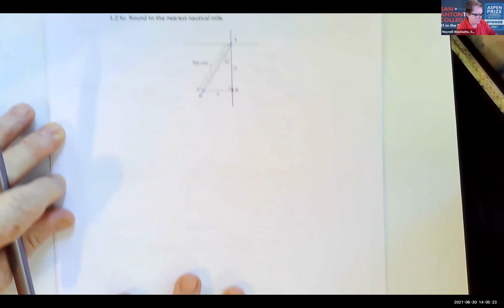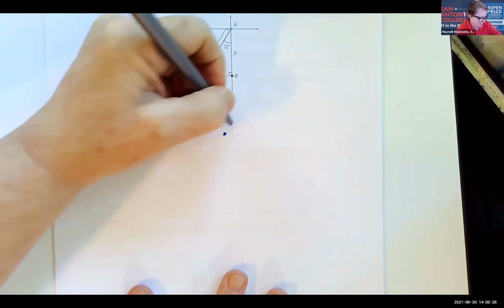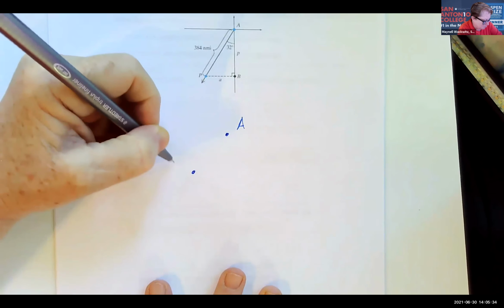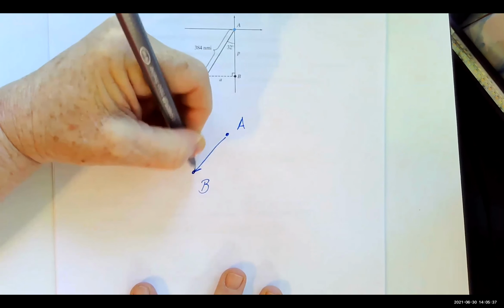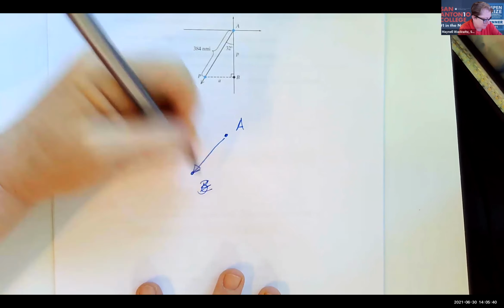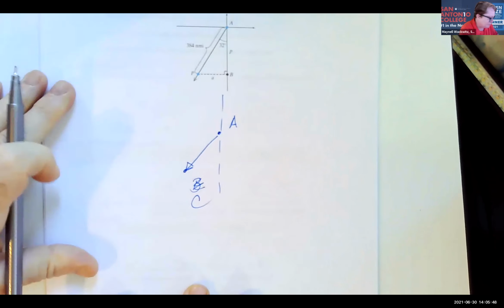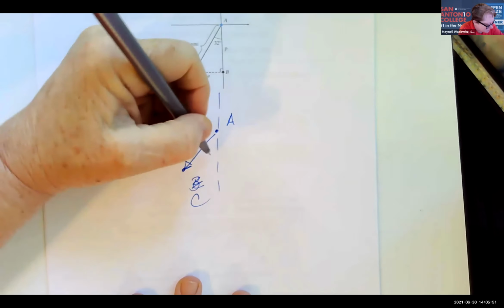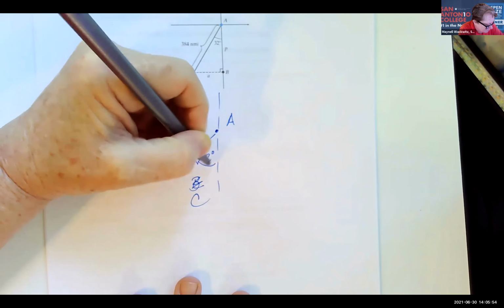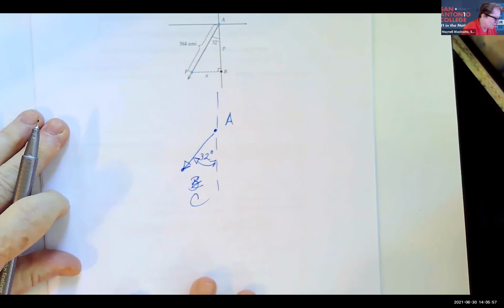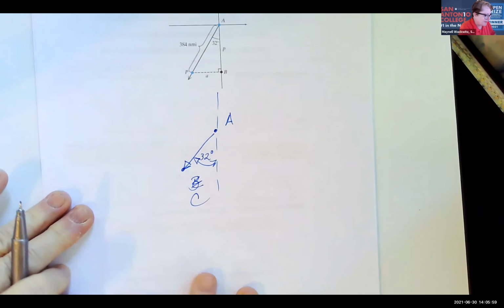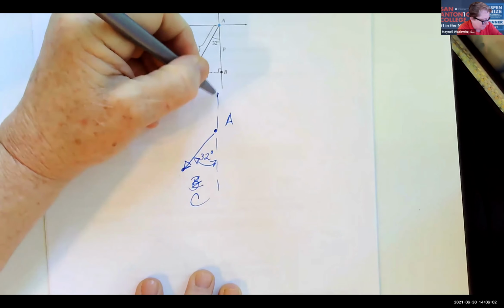So this is a lovely problem. We've got A, and I don't want to call it P. I think that's silly. Let's call it B. But there's already a B. Is there? Okay, thank you. I'm going to call this one C then. So from A to B, we know that our angle is 32 degrees. We know that we are heading south and that we are west of the north-south line.